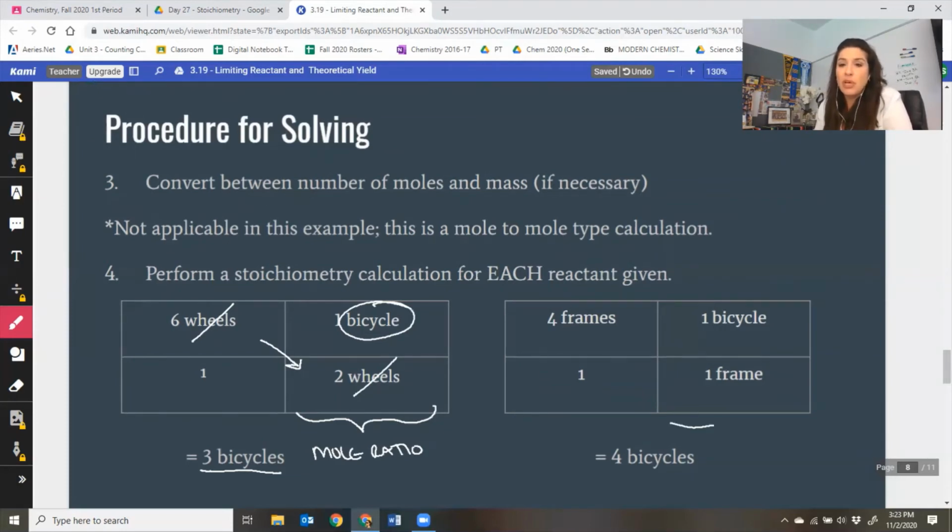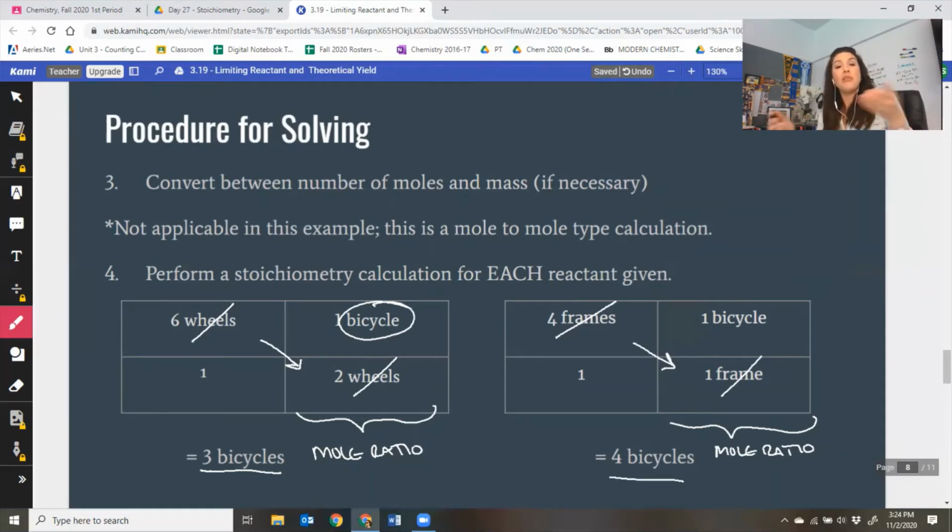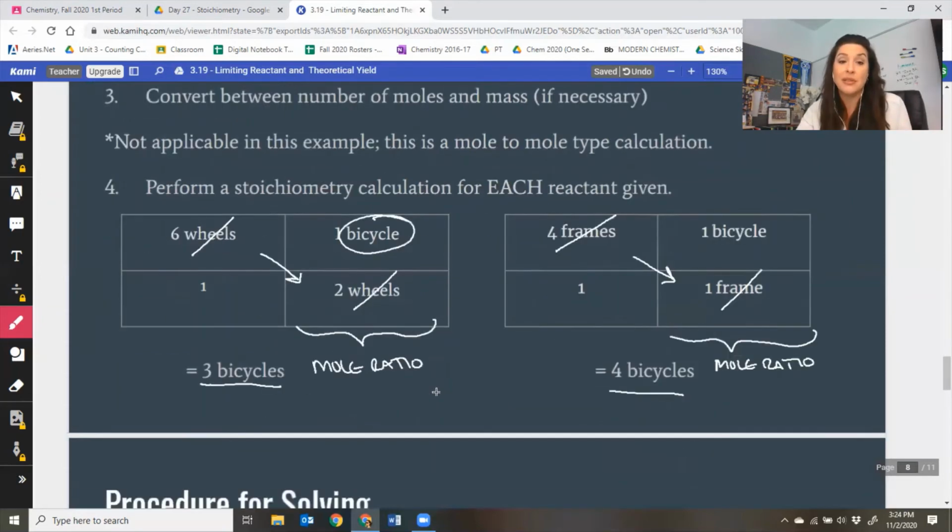So using the mole ratio of 1 frame to 1 bicycle, I start with the 4 frames that I was given, set it over 1, and drop the unit of frame down in the next step so that it cancels. 4 times 1 divided by 1 is 4 bicycles. So I have enough frames to make 4 bicycles, and I have enough wheels to make 3 bicycles. So really, I only have enough ingredients to make the smaller amount, the 3 bicycles.